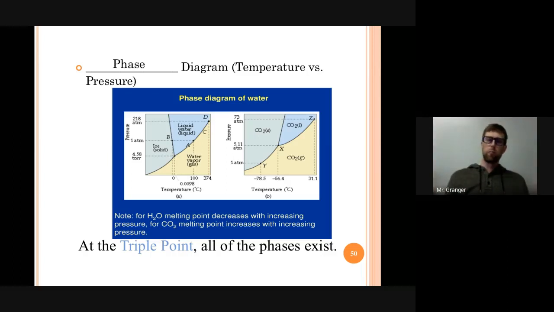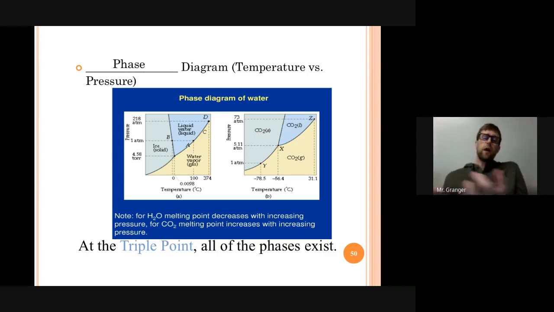There's a dot there where it kind of splits into a Y on the graph, and that happens to be at 4.58 torr of pressure. So if you follow that dotted line across from the y-axis where it says 4.58 torr, follow that to the right, you'll run into that dot where it splits into the Y. That's our triple point, where you have solid, liquid, and gas all existing at the exact same time. And of course, that's at 0 degrees Celsius.